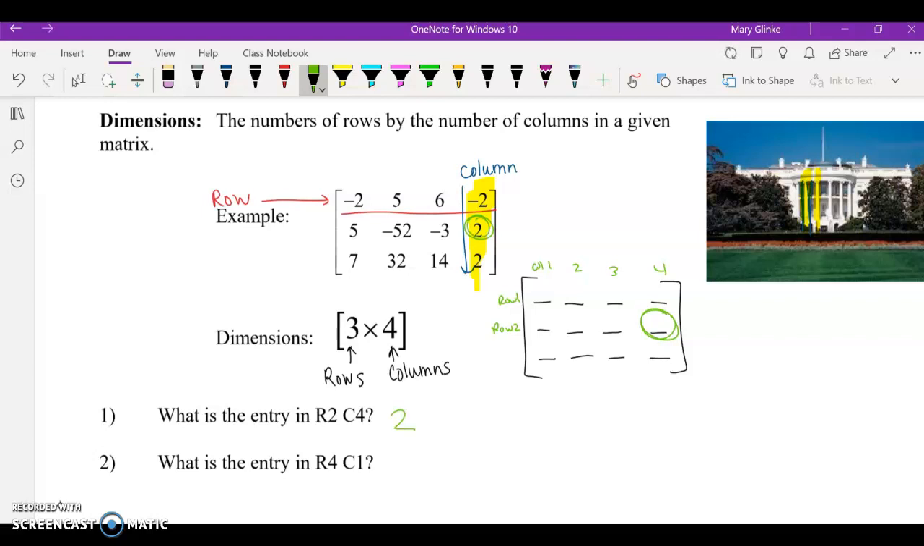The next one is saying row 4, column 1. So we have row 1, row 2, row 3. Row 4 does not exist for this one, so we can use DNE for does not exist.